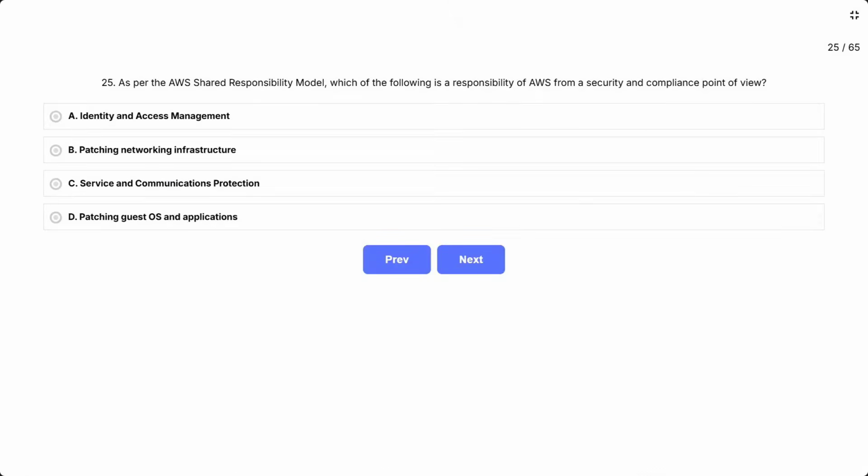Question 25. As per the AWS shared responsibility model, which of the following is a responsibility of AWS from a security and compliance point of view? The options are A. Identity and access management, B. Patching networking infrastructure, C. Service and communications protection, D. Patching guest OS and applications.